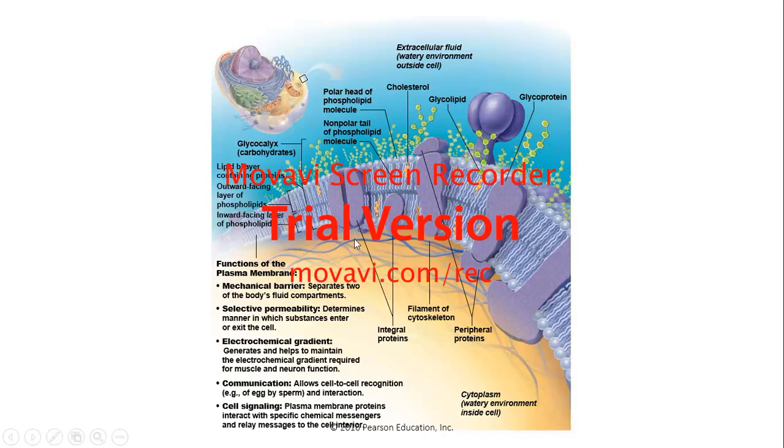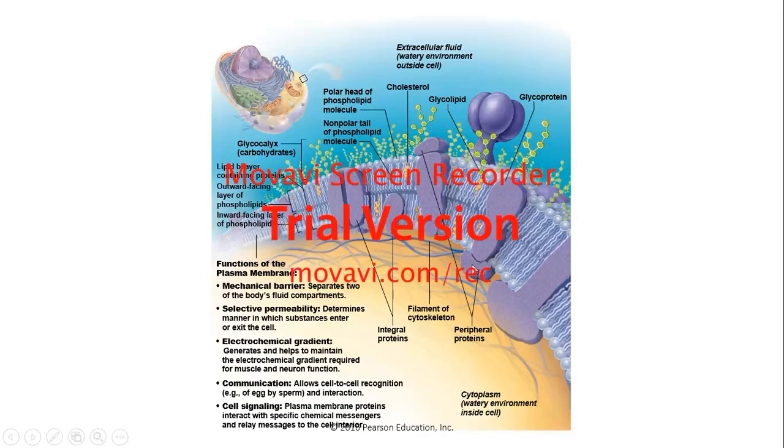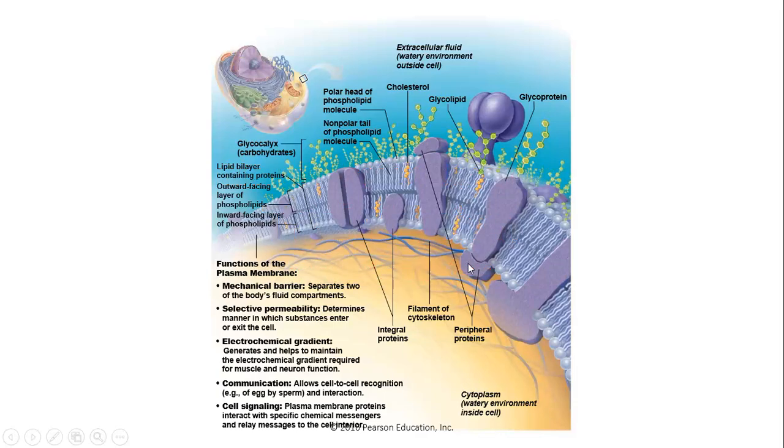And then when these proteins are embedded in the plasma membrane, they're called integral proteins. Okay, and then you have what's called peripheral proteins that are not embedded within the plasma membrane. They are just attached on the outside of the plasma membrane. Those are peripheral proteins, okay, attached on the outside of the plasma membrane.